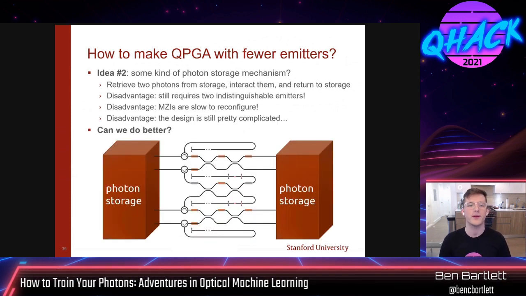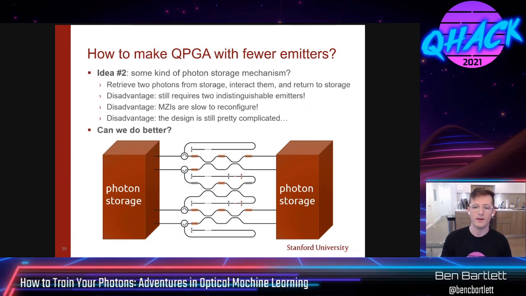Well, idea number 2 is we could have some sort of photon storage mechanism. So you retrieve 2 photons from storage, you can interact them with one cell of the MZI, and then you return them back to the storage. The disadvantage is this still requires 2 indistinguishable quantum emitters. Also, MZIs are pretty slow to reconfigure. So while you're reconfiguring these MZIs, the photons could be leaking out of storage or leaking out of the waveguides. And it's not really clear what photon storage would be here, and this design is still pretty complicated. So can we do better?